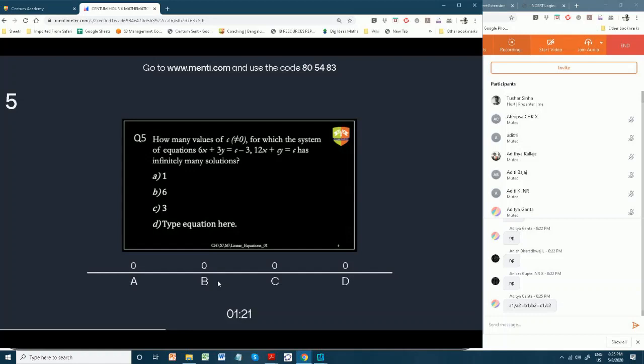Option D has none of these. Some typing error is there in option D, which is none of these. So now you are saved. So 1 out of 3 is correct. Again, infinitely many solutions. I just gave you the rule in the previous slide.